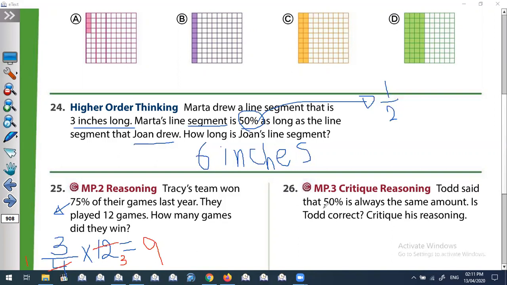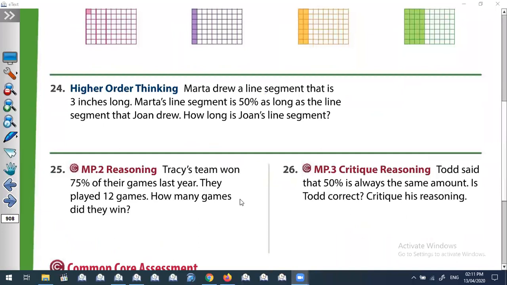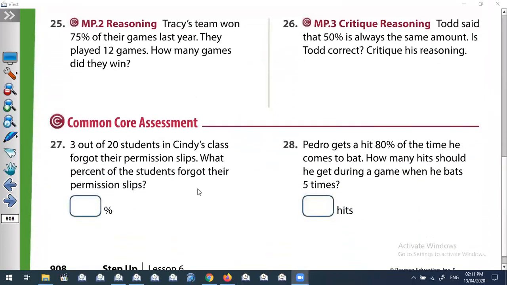Again, Todd said that 50% is always the same amount. Is Todd correct? No, 50% is not always the same amount. The next one, 3 out of 20. Can this class forget their permission? So 3 out of 20, I need to change into percent.